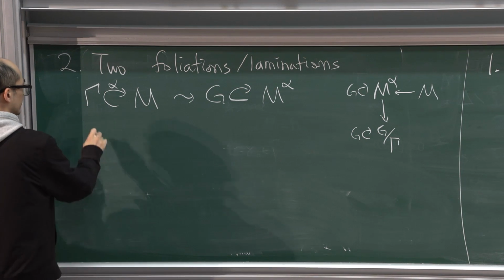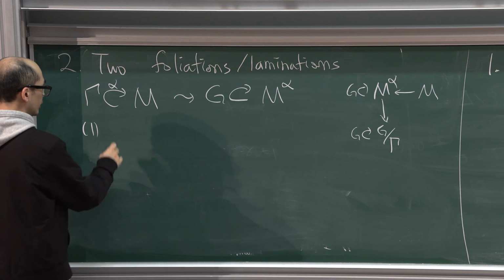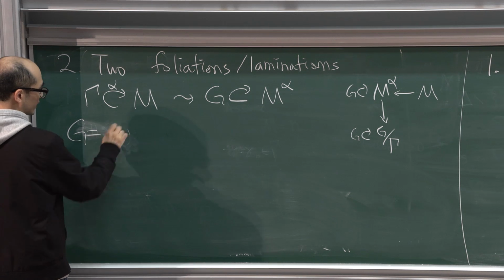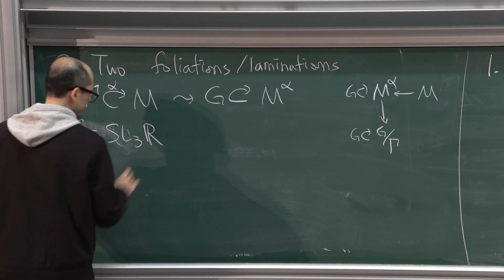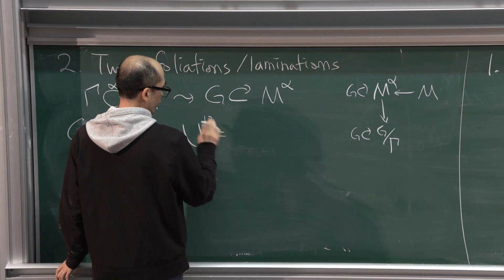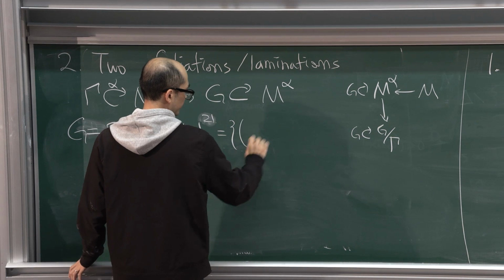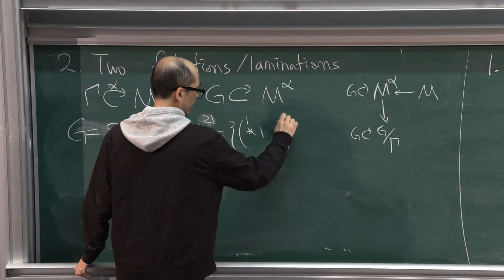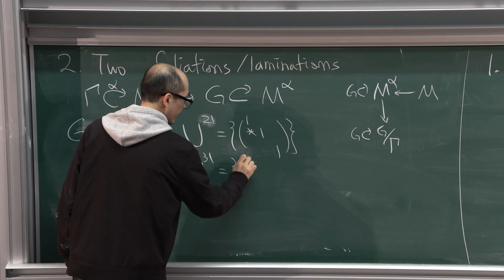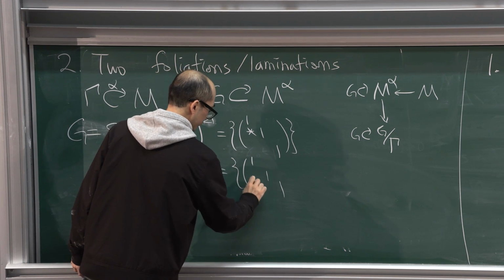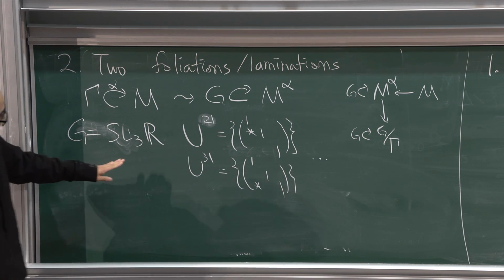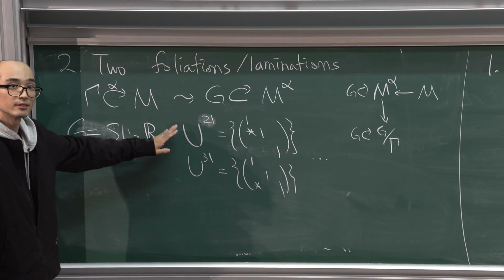So now, the first foliation is the following. Let's just only focus on SL3R. And now I want to say that U21 is the unipotent group given by this. And U31 is given by here. And something like that. And I think you realize what I want to do. These are the root groups, right?